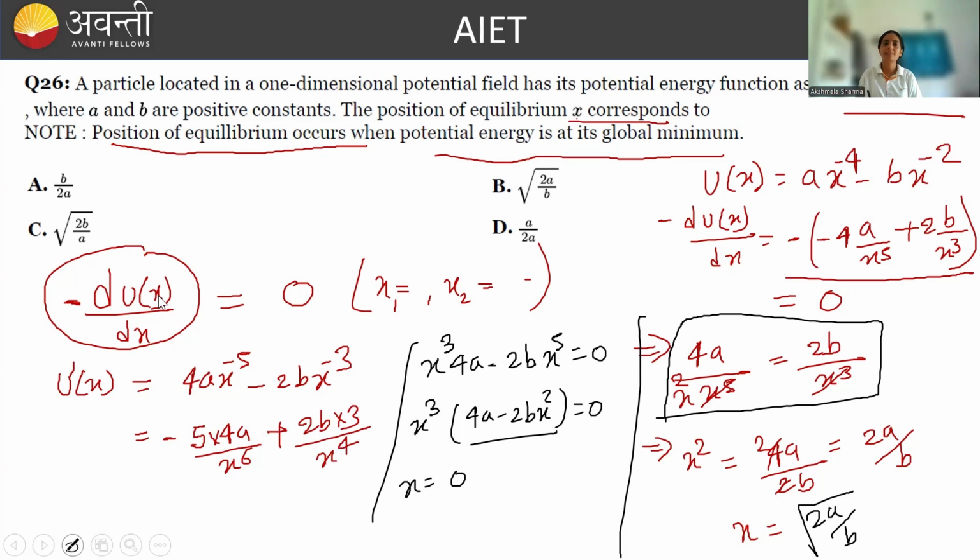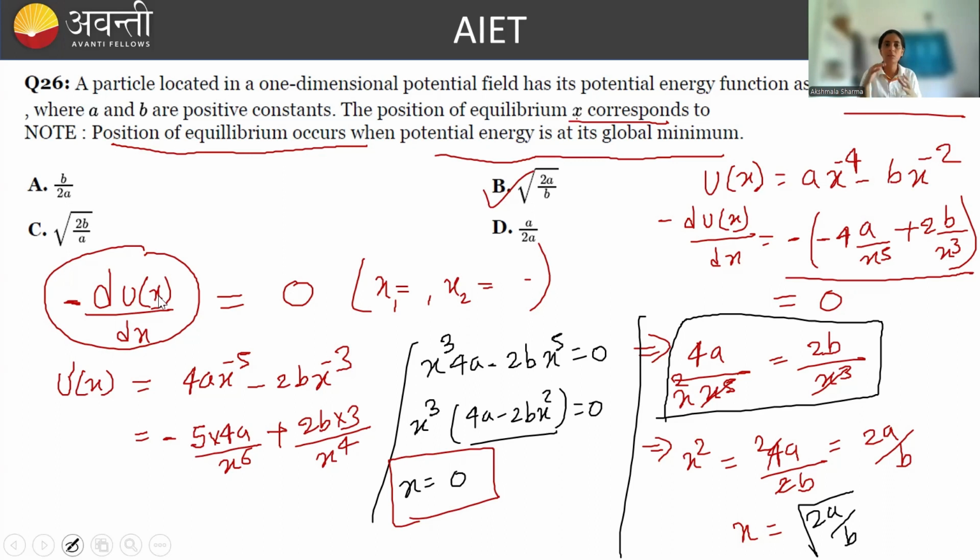If you put x equal to 0, this is not defined, so let's leave it. If we put the value of x equal to root under 2a by b, there is only one value left. So we don't need to check actually, because the one that is left will be the answer. x equal to 0 is not defined, and it is also not in our option, so we don't need to check. At x equal to root under 2a by b, what will our value be? Minima will come. So what will be the correct option for 26? B.